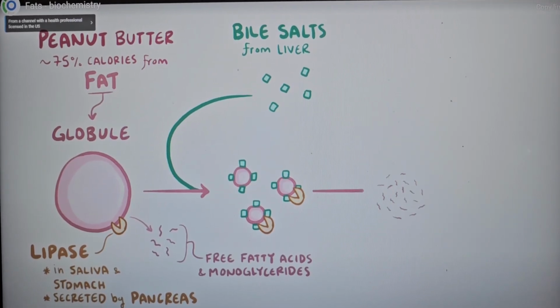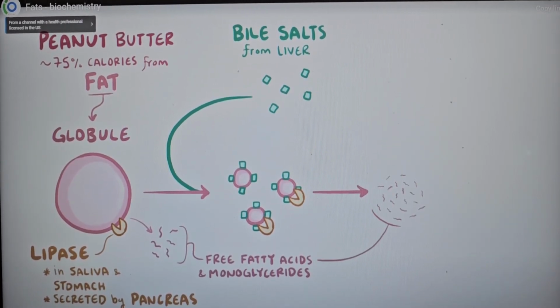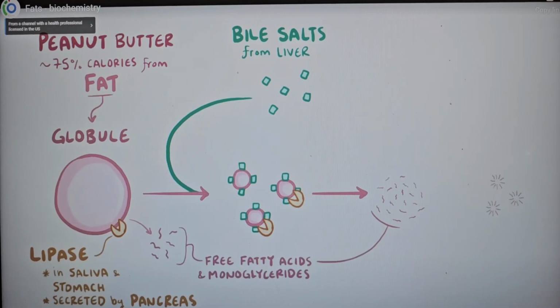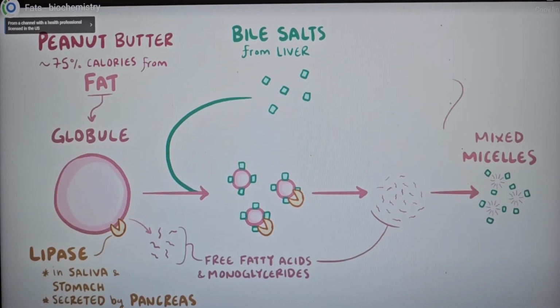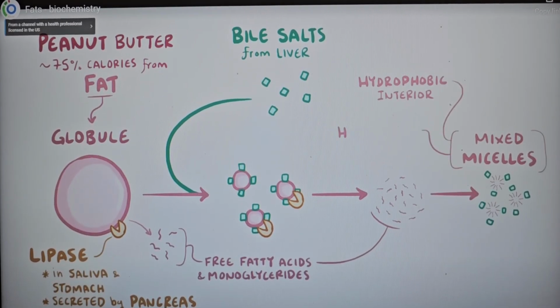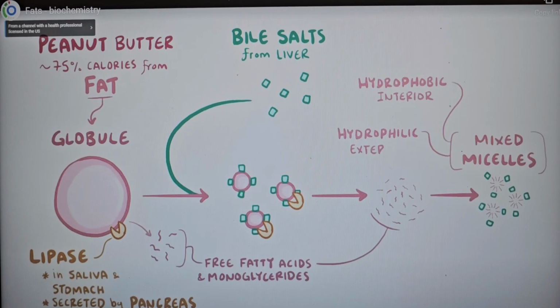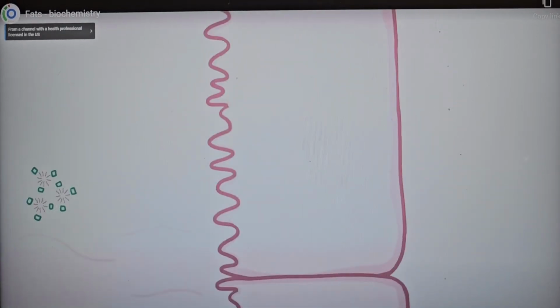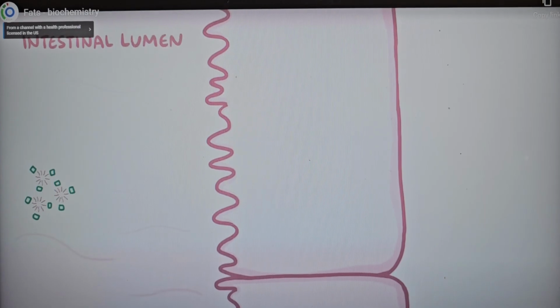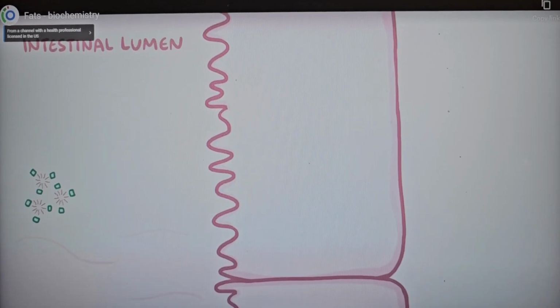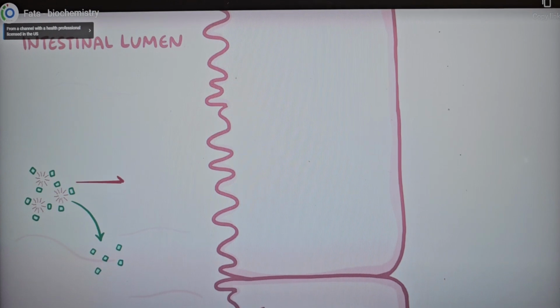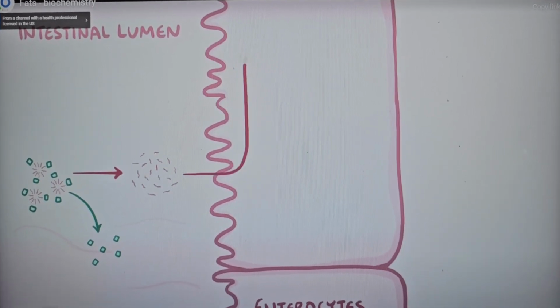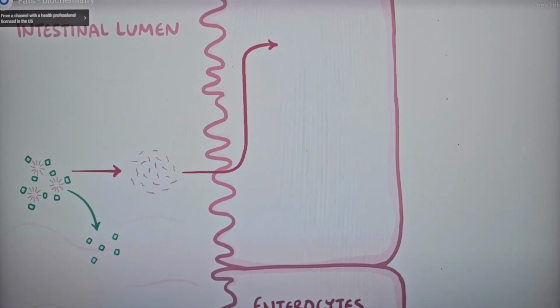Once the triglycerides are broken down into monoglycerides and free fatty acids, these self-assemble into mixed micelles, which have a hydrophobic interior and a hydrophilic or water-loving exterior. The micelles glide through the watery environment of the intestinal lumen and reach the enterocytes in the intestinal wall. When they get to the enterocytes, the micelles release the fatty acids and monoglycerides, which diffuse into the enterocyte.